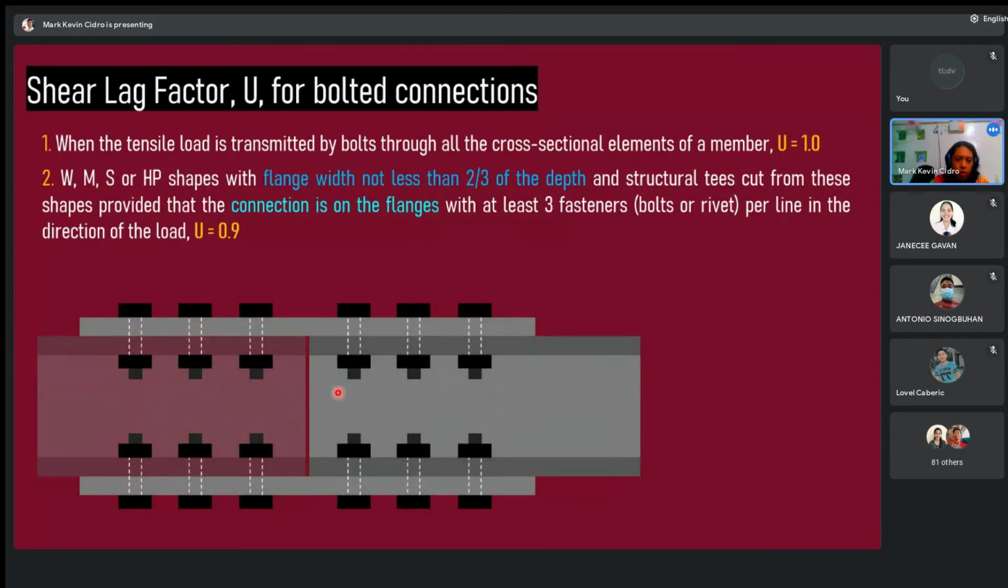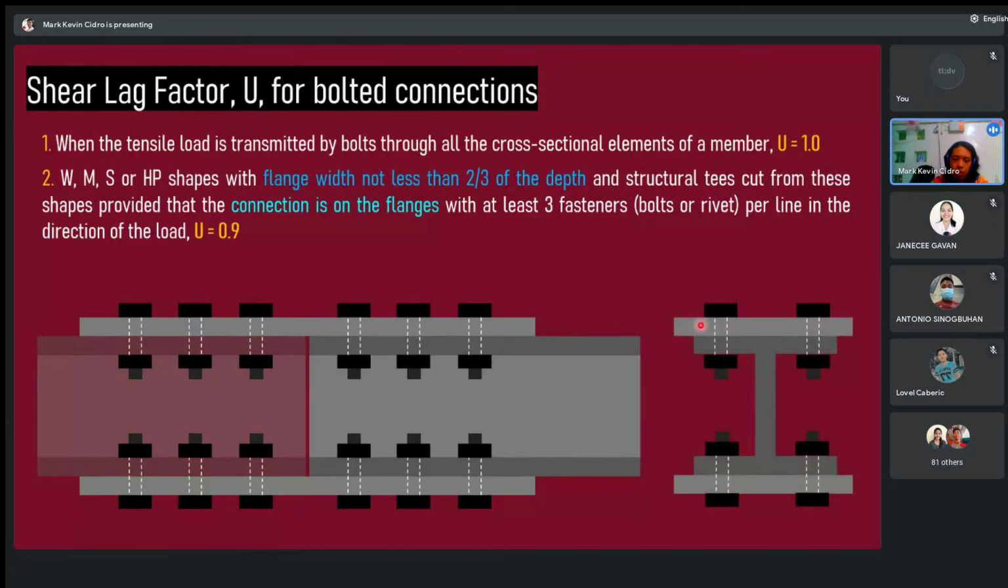You can see the connection has no bolts on the web; all the connections are on the flanges. This is the cross-sectional view. Two wide flange sections are connected using a plate, and there are bolts and rivets. The connection is not on the web, it is on the flanges. Three fasteners per line: 1, 2, 3 per line.